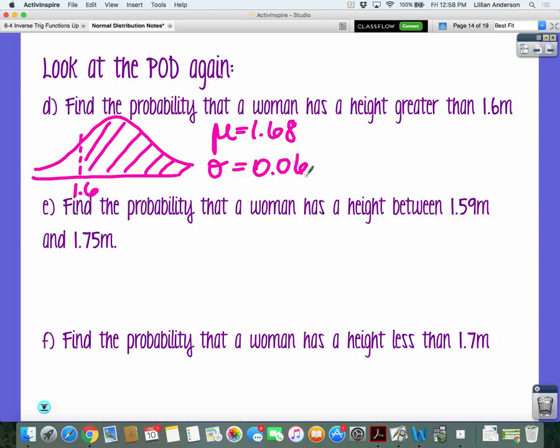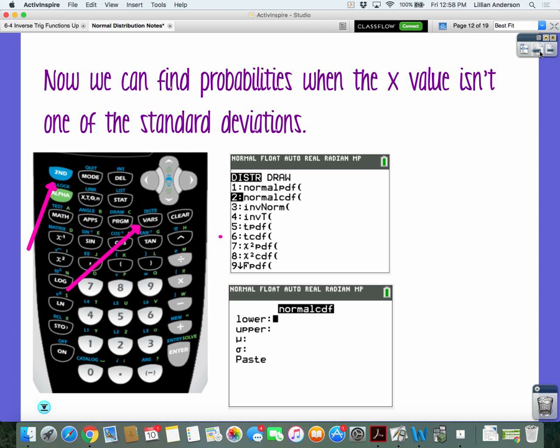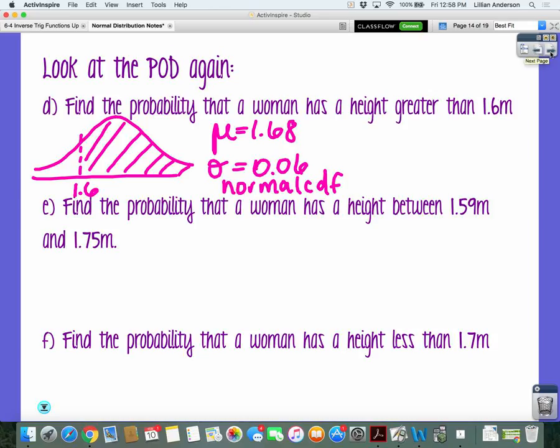Okay, thank you. This was mostly for video purposes. I didn't record the pod. So, since you recognize that that's not a value on your standard deviations, you go into your calculator, you press what? Second bars. You go down to option 2, and normal CDF will pop up. Either you're going to have the list, like so, or you're going to have just a blank.